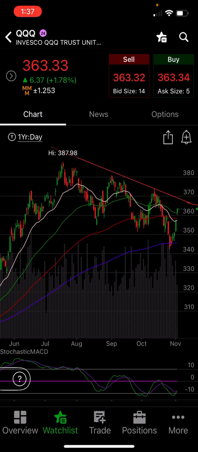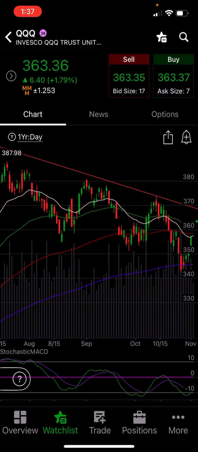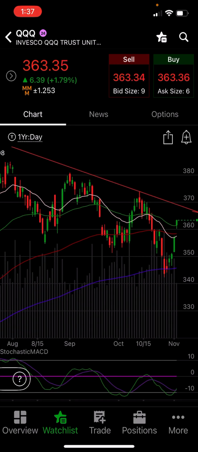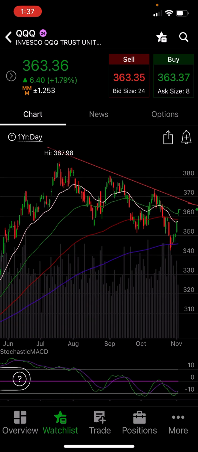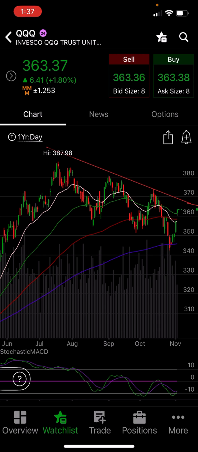Another possibility is we form a higher low. So we just come down, maybe fill the gap at the 100 period moving average. You see this red line right here. Maybe we just come back down there, fill the gap, and then form a higher low, and then take off from there and maybe break out of this downtrend. Wouldn't that be beautiful? So I'll be looking to see what happens over the course of the next couple days.